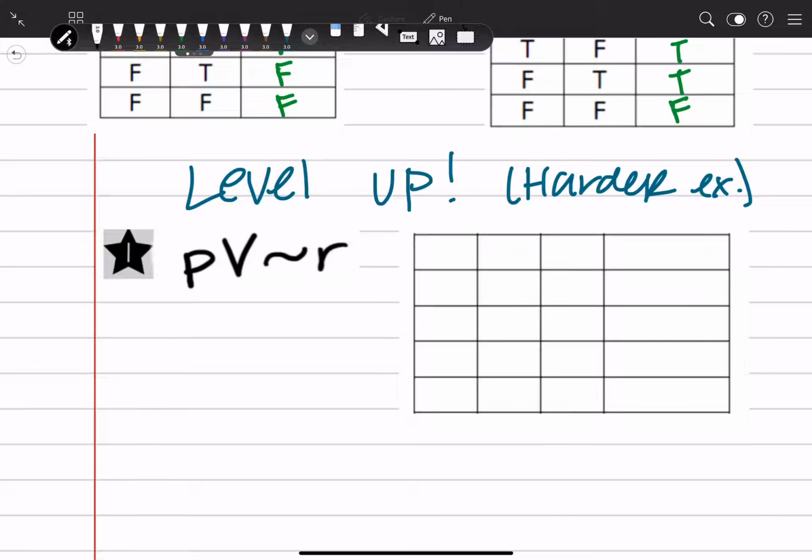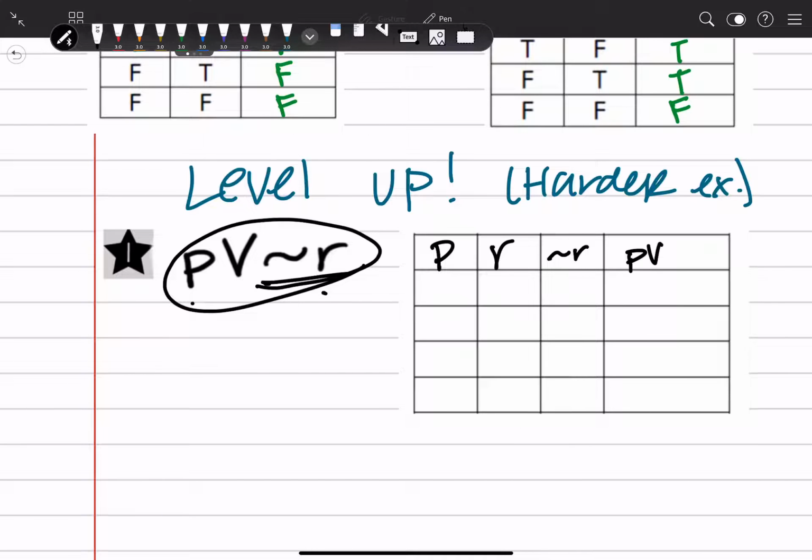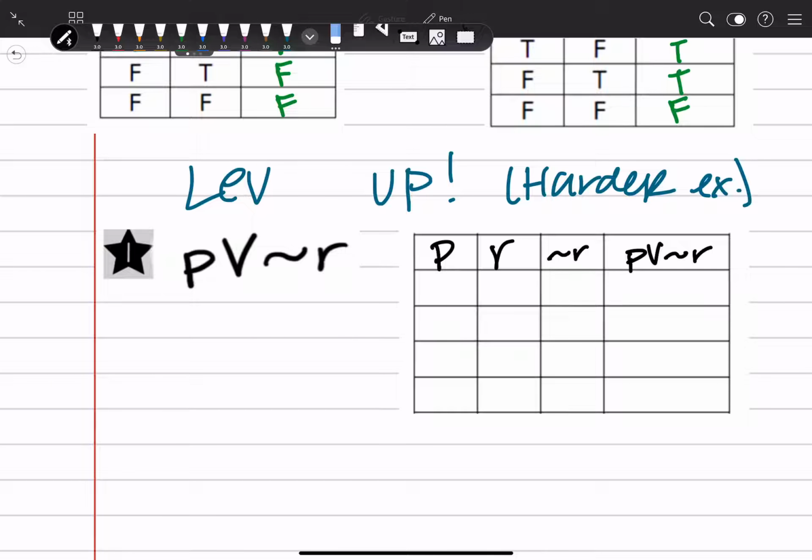Now, our tips at the beginning said you need to have one column for each statement. So I have P and I have R. I also need them for any negations, which is not R right here. And then I need it for any compound statements. So I've got P or not R. Now remember, truth tables are there to help you organize all of this together.